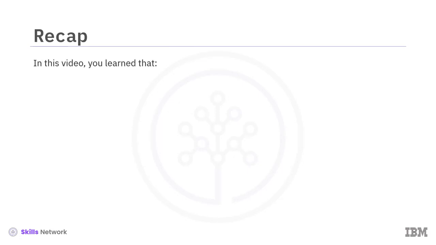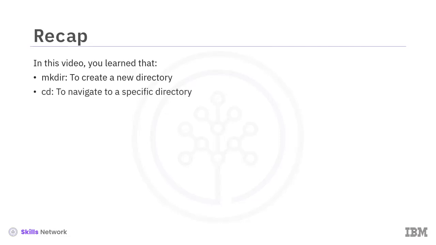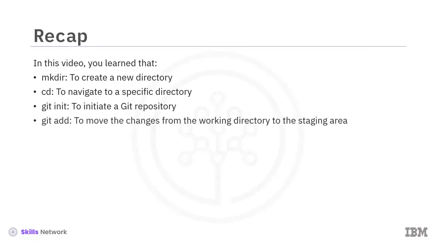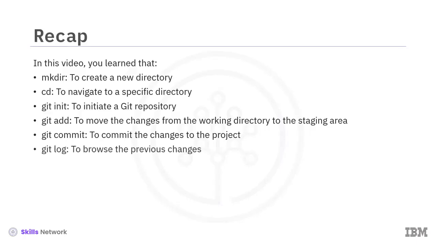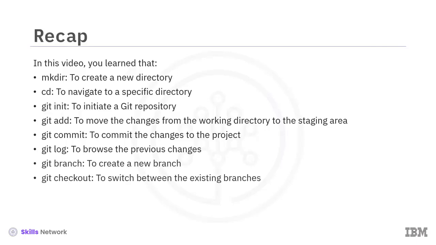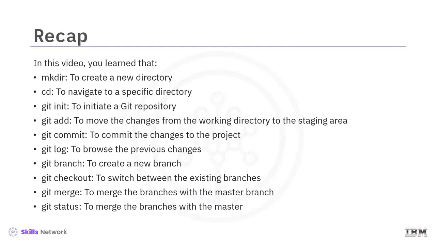In this video, you learned about the CLI commands that you can use to perform various activities. The commands are mkdir to create a new directory, cd to navigate to a specific directory, git init to initiate a Git repository, git add to move the changes from the working directory to the staging area, git commit to commit the changes to the project, git log to browse the previous changes, git branch to create a new branch, git checkout to switch between the existing branches, git merge to update the branches with the master branch, and git status to see the status of your working directory.